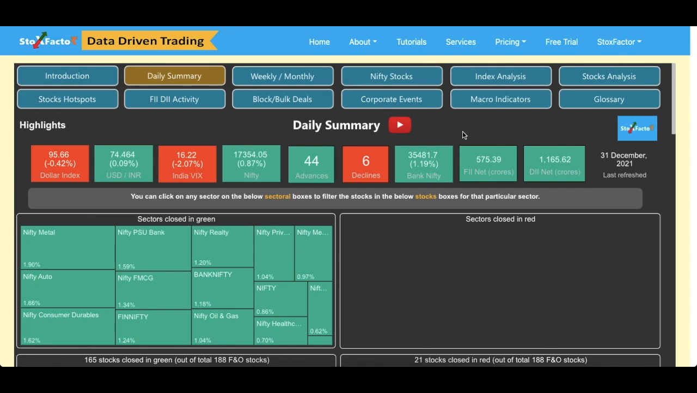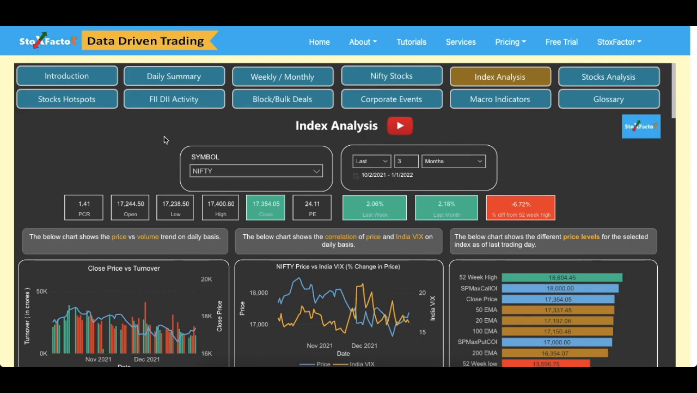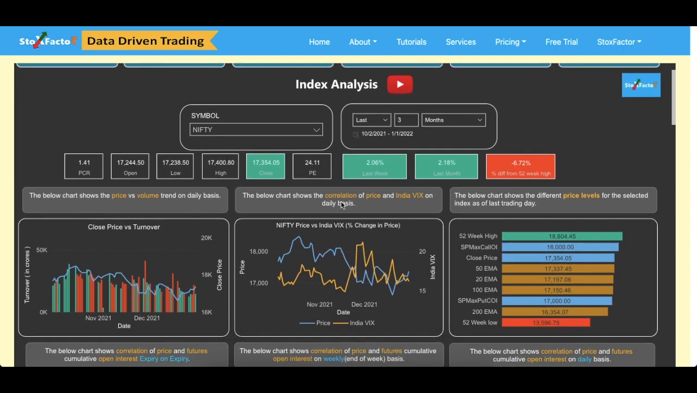So let's begin with the analysis of both the indexes, and we'll look in detail at how to do the analysis. Let's quickly jump to the index analysis page. Okay, so we are on the index analysis page and Nifty is selected by default. Let's begin with the important key levels. As we already know, the important key levels for the Nifty are that maximum resistance is at 18,000 and maximum support is at 17,000. So at a high level there is a 1,000 point range.